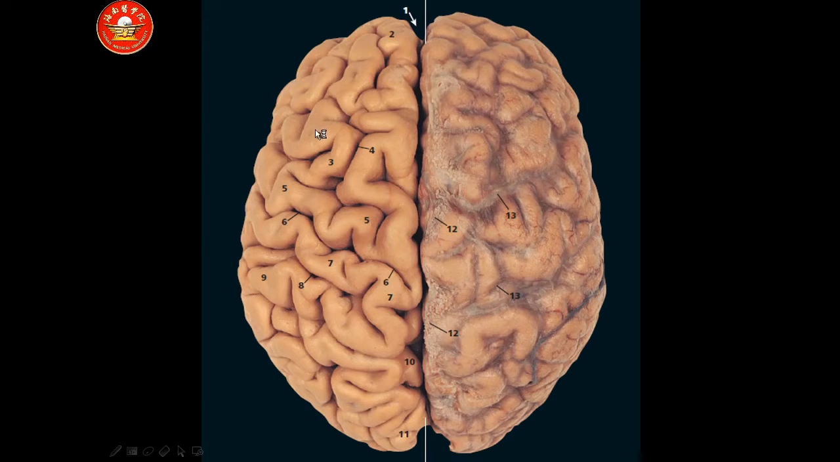Number three is representing the middle frontal gyrus. Number four is representing the superior frontal sulcus. Number five is representing the precentral gyrus. Number six is representing the central sulcus. Number seven is representing the postcentral gyrus.